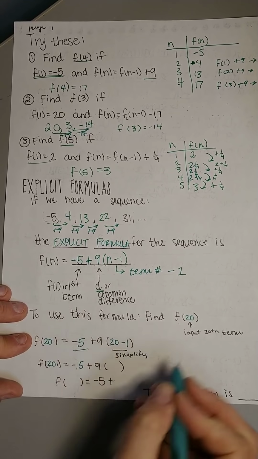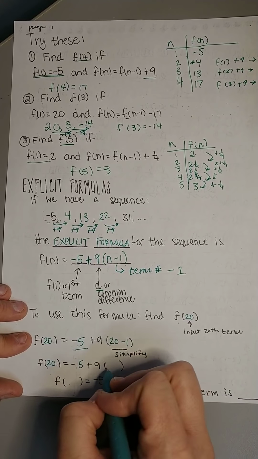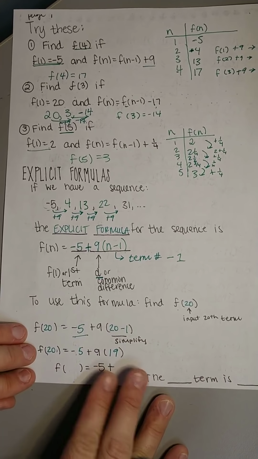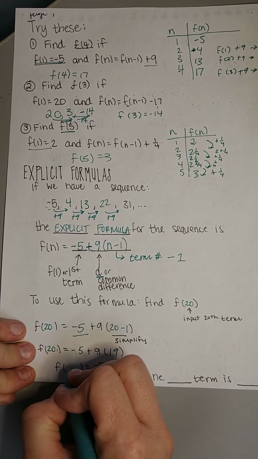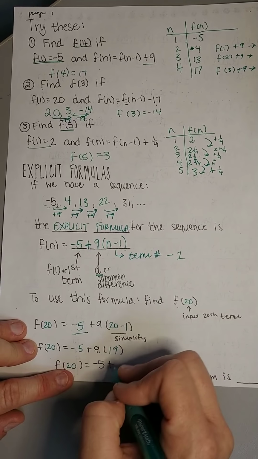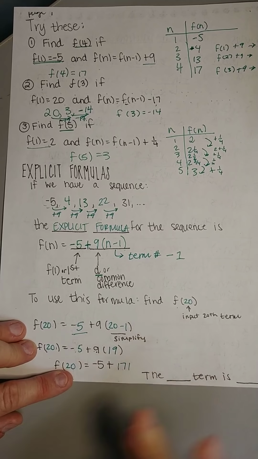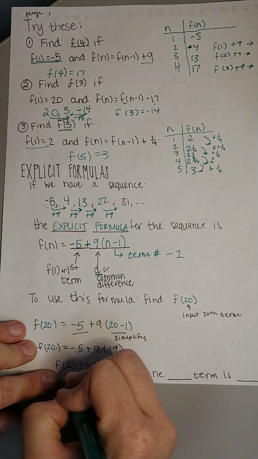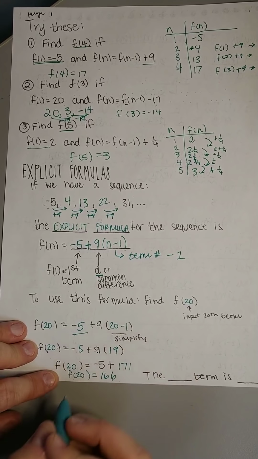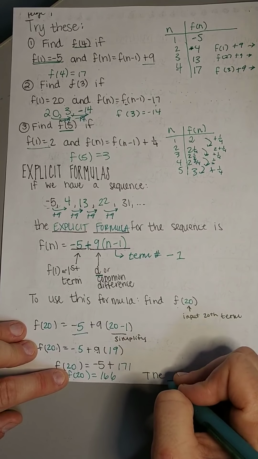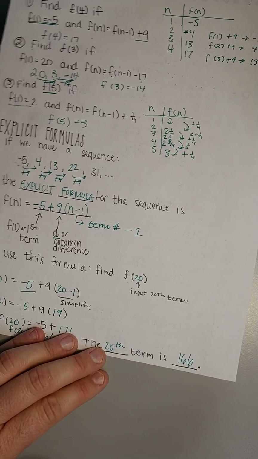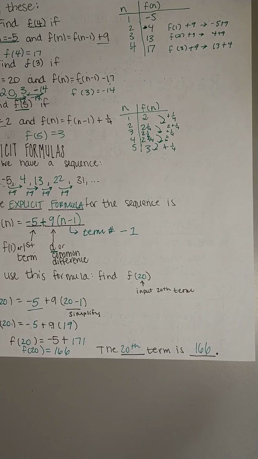So f of 20 equals -5 plus 9 times 20 minus 1. We simplified that to 19. We're still looking for our 20th term. -5 plus 9 times 19 is 171 minus 5, so then our 20th term would be 166. So the 20th term is 166. And that's how you do those.